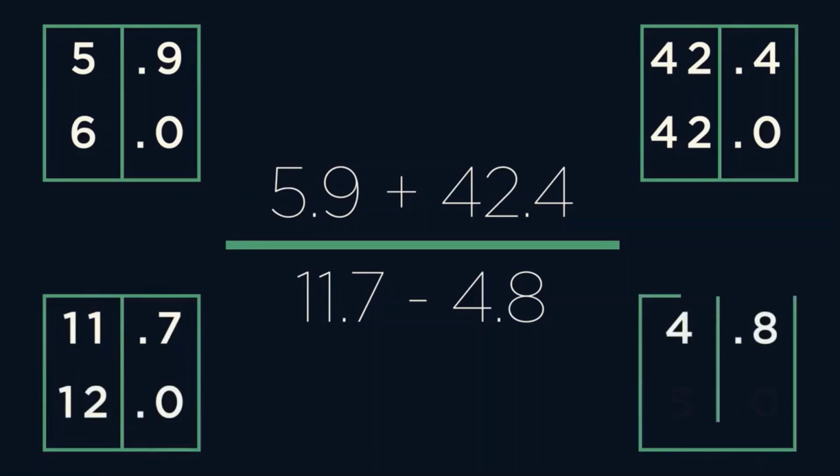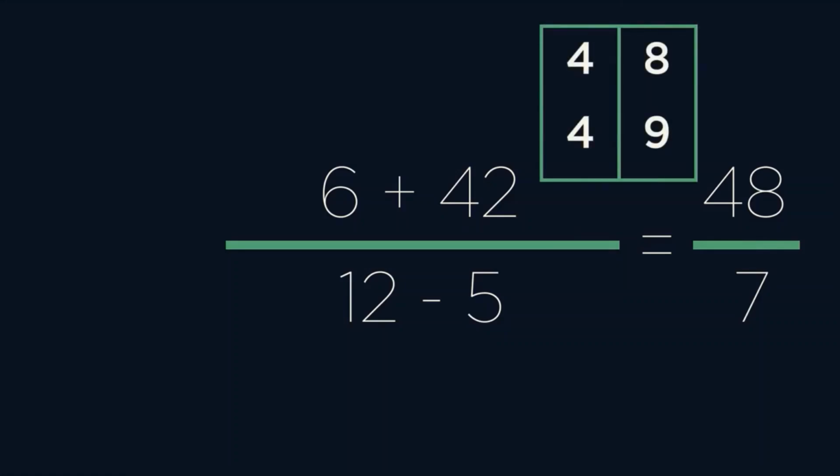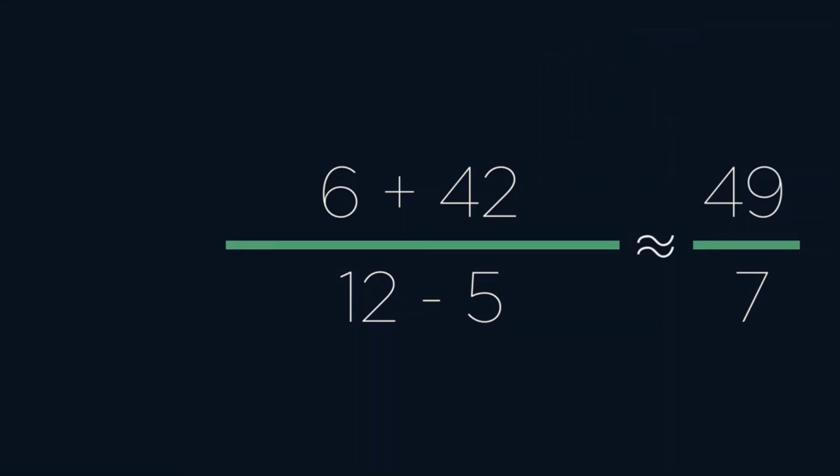And 4.8 becomes 5. Adding 6 and 42 gives us 48. And subtracting 5 from 12 gives us 7. So far, our approximations have given us 48 divided by 7. Now if we look carefully at our question, we are dividing by 7. To get an integer answer, we would need a multiple of 7 for our integer. Fortunately, 49 is right next to 48, so we can say 48 is approximately 49. This gives us 49 divided by 7, which equals 7, an integer value.